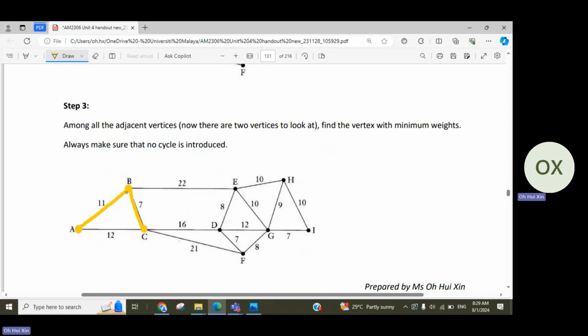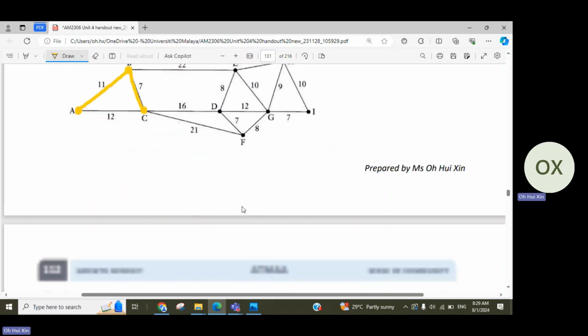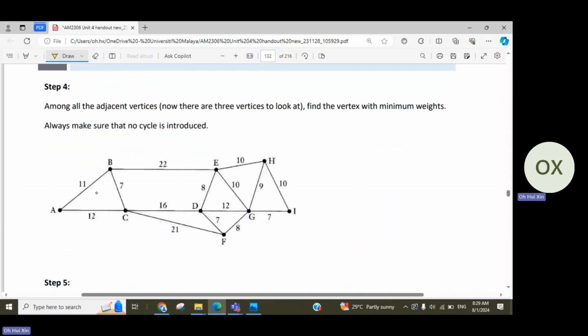Is that okay? Of course, you can reach C via A as well, but 12 is further. So the nearest for C is going to be B here. That's why we take 7. Is that okay? As you choose it, you must make sure that no cycle is introduced. Okay, now the same thing, we go on to step 4.